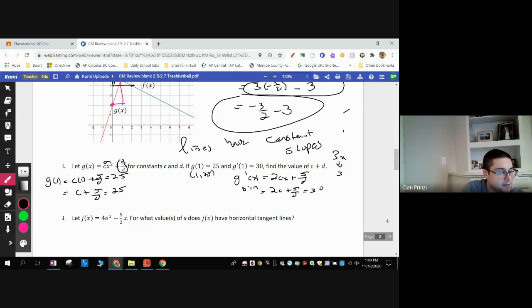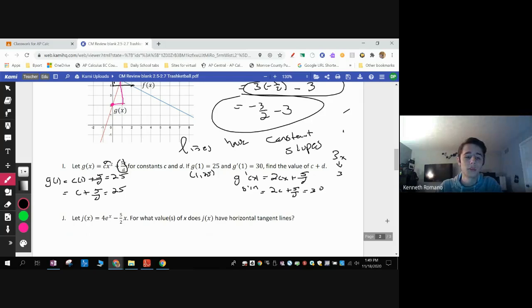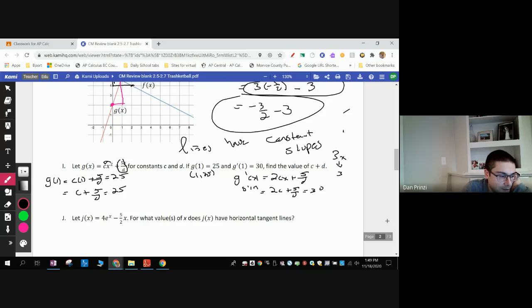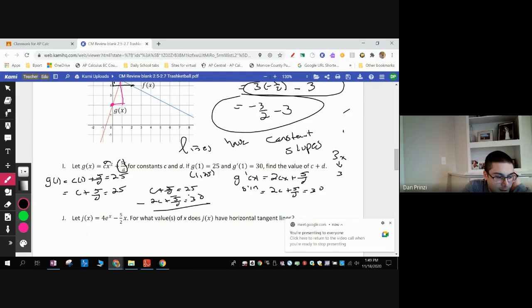And then I made a note that c equals 5. How would I know that c equals 5? Could you do a system of equations? Yeah, you actually could. Here's your system. So you have c plus 5 over d equals 25, right? And you have 2c plus 5 over d equals 30. If you subtract them, you get negative c equals negative 5, so c equals 5.